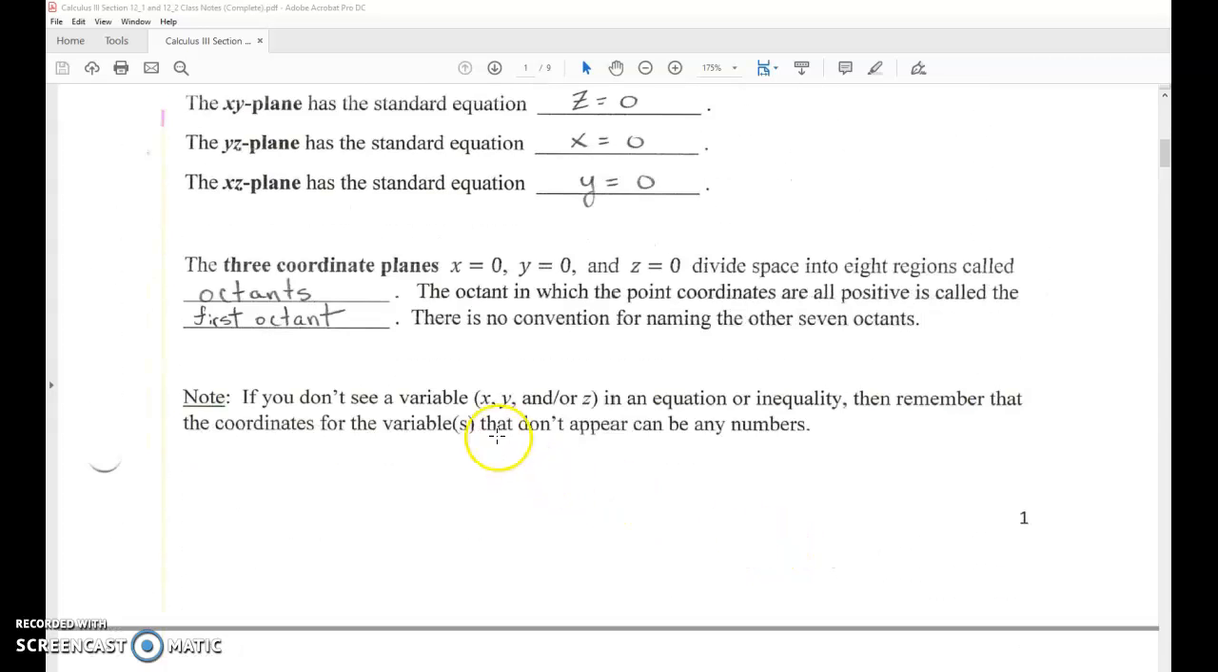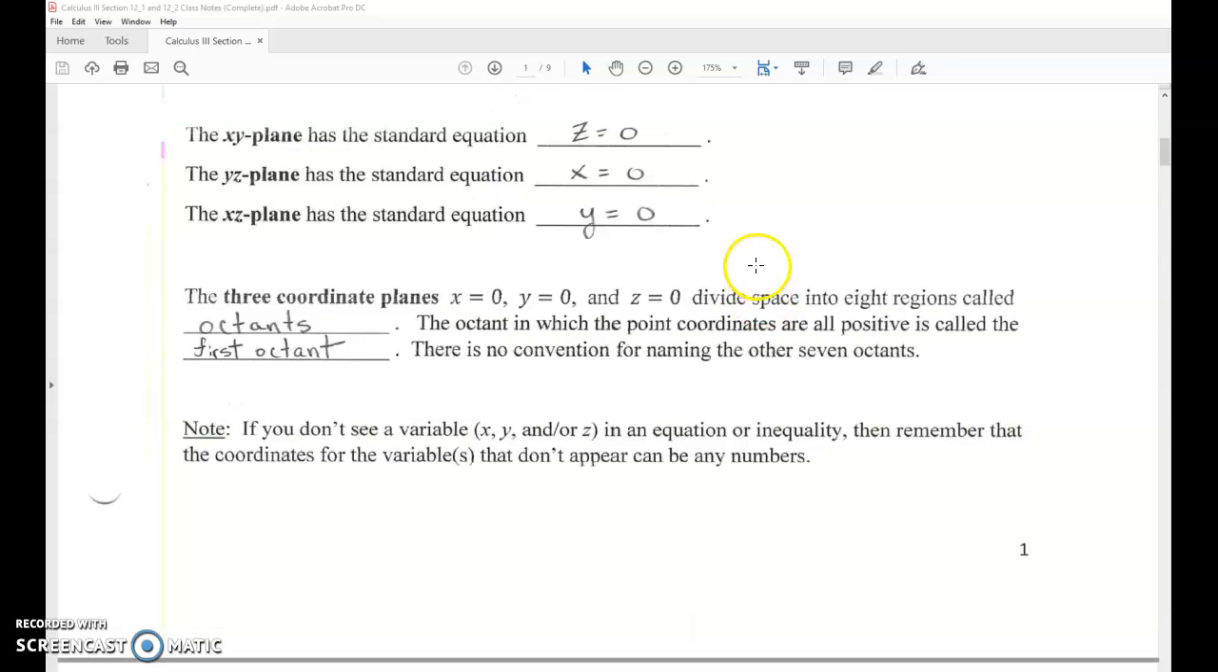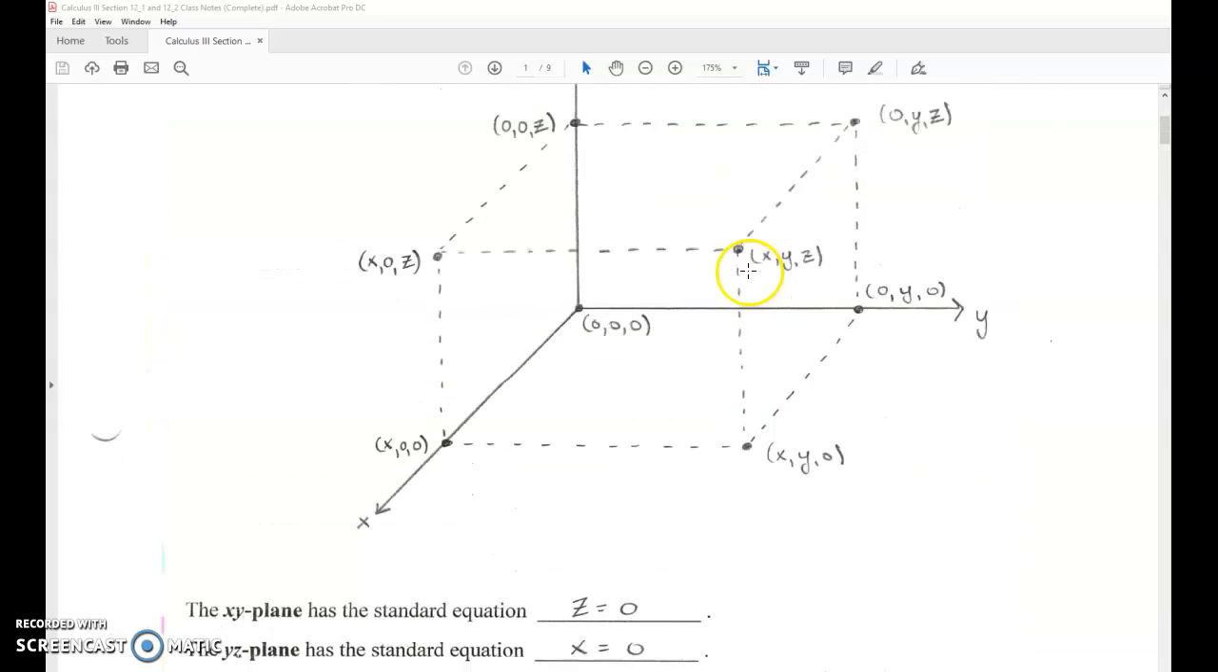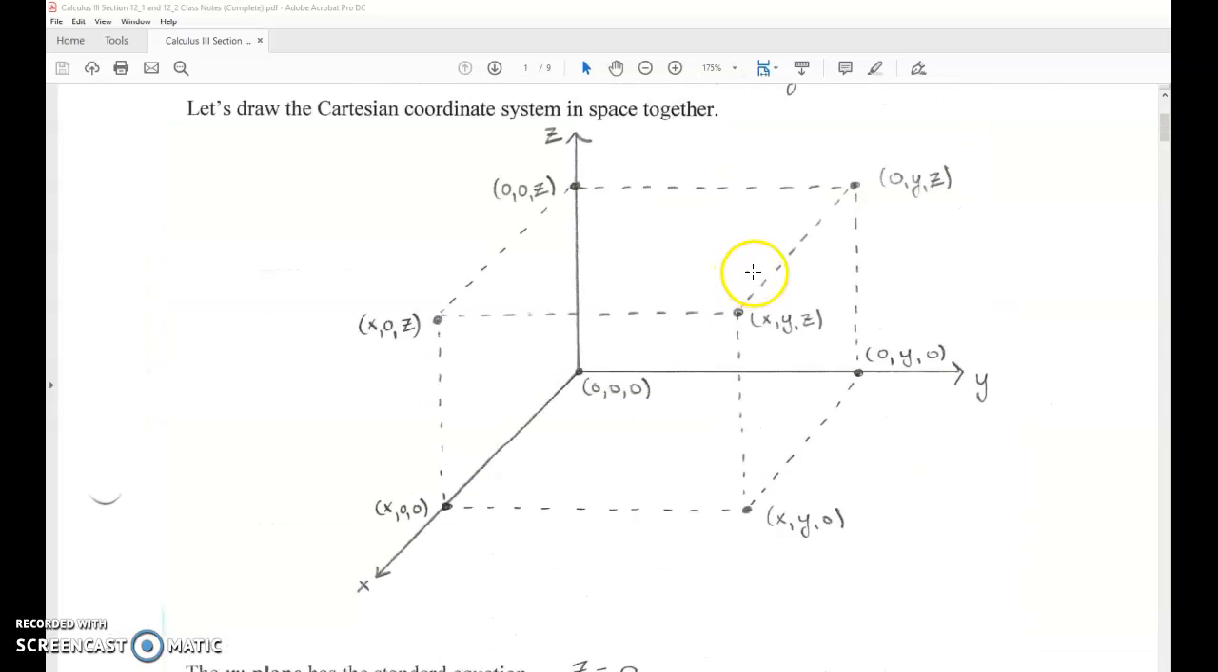The three coordinate planes, x equals 0, y equals 0, and z equals 0, divide space into 8 regions. In the xy plane, we had 4 regions. We called them quadrants, right? Well, in the three-dimensional coordinate system, we now call them octants. The octant in which the point coordinates are all positive is called the first octant. There's really no convention for naming the other 7 octants. So what I've drawn up here is the first octant.